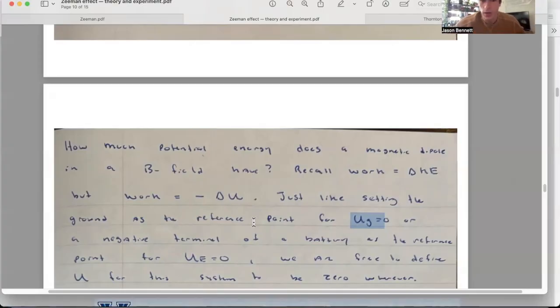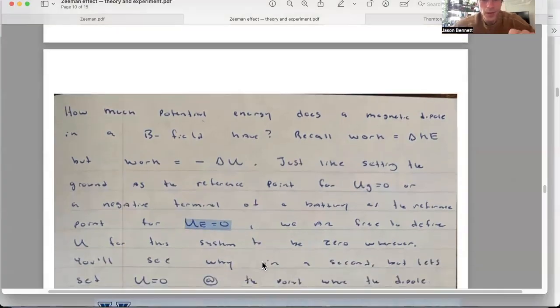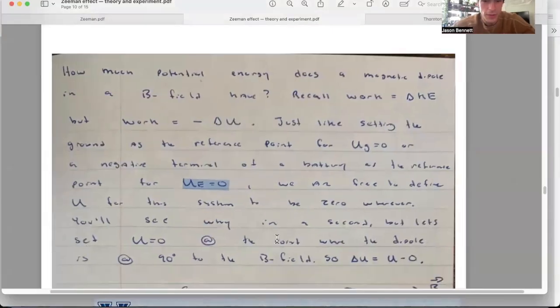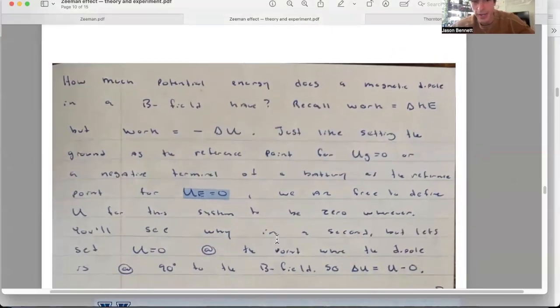You can do whatever you want. So for electric, we usually set zero at the negative terminal of the battery. With this one, it's a little bit hard to understand a priori why I'm doing this, but we're going to say that the potential energy is zero when the dipole is at 90 degrees to the magnetic field. So if the dipole looks like this and my magnetic field is pointing that way, eventually it's going to turn that way. But this is when it has no potential energy. So that's the definition that we're going to make.